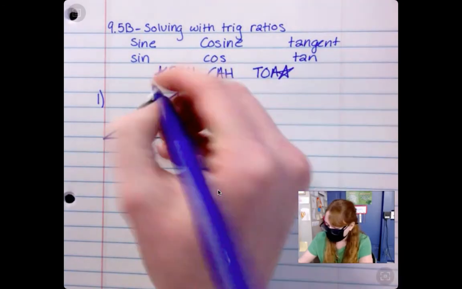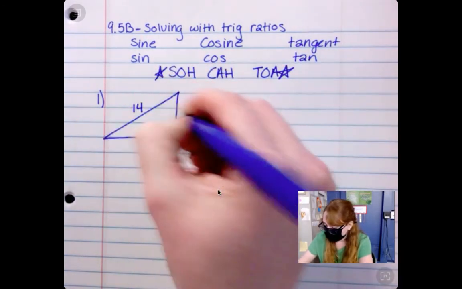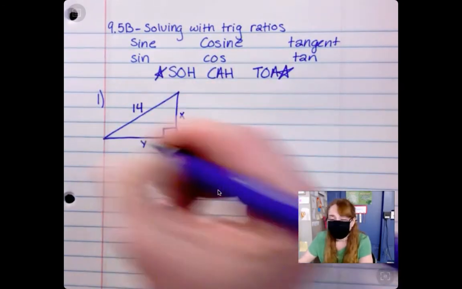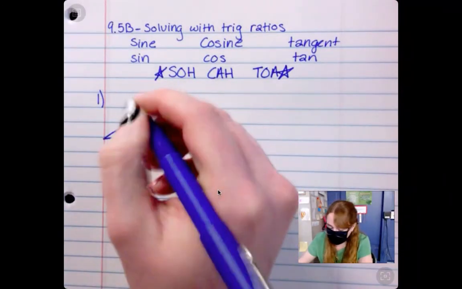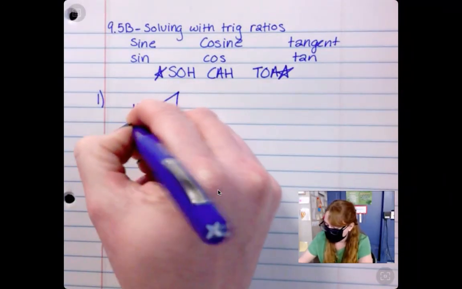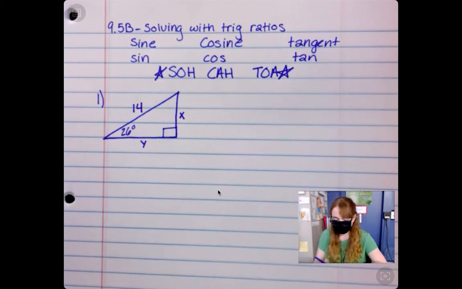We have the side lengths of 14, x, and y, and then we are given one angle, and that is 26 degrees. So, looking at our 26 degrees, we are going to determine which side is the opposite side, which is our adjacent side, and what is our hypotenuse.